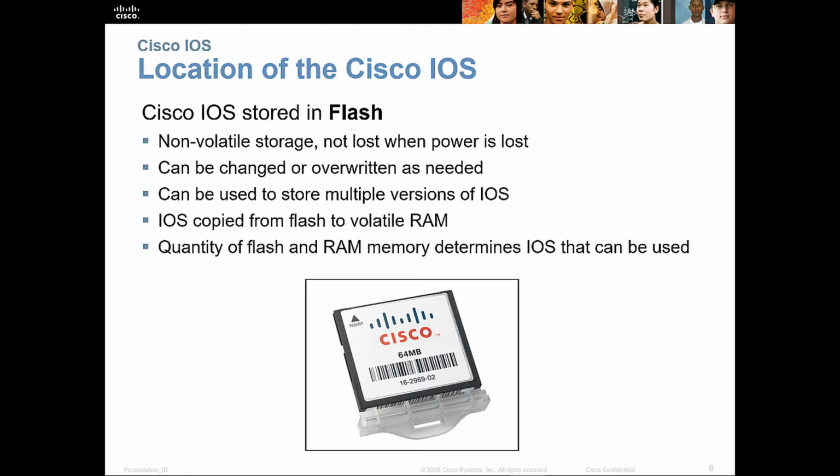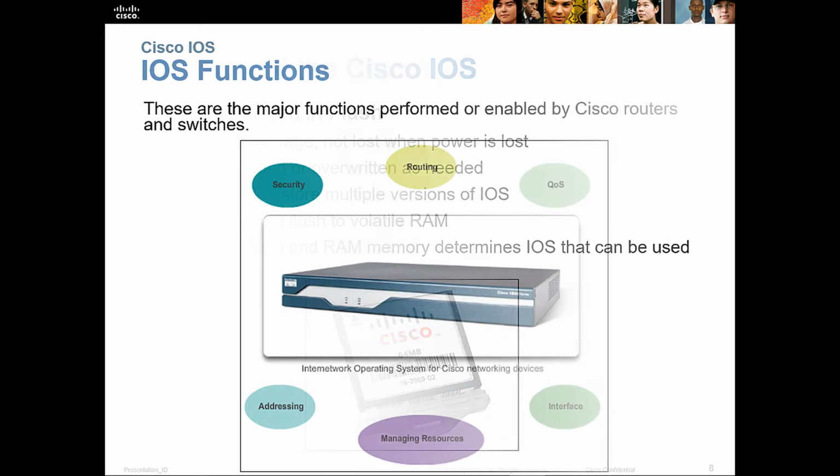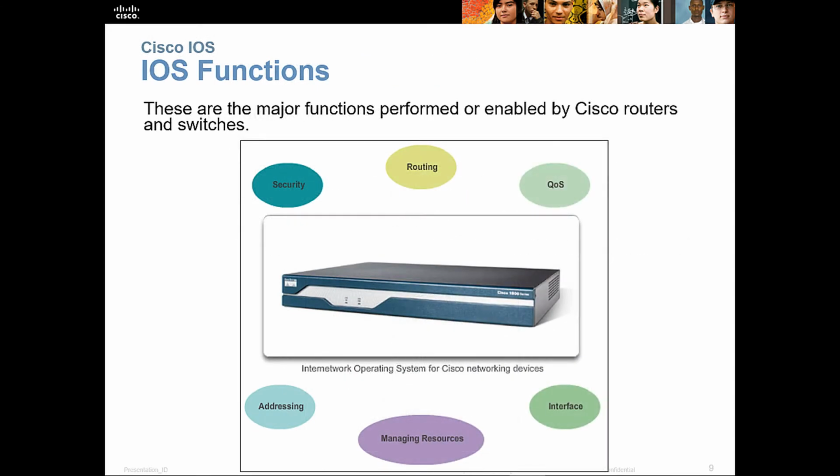The IOS is copied from flash to the volatile RAM when necessary. The quantity of flash and RAM memory determines what IOS can be used. Different IOS functions could be things like specific features that our device needs. Do we need security features? Do we need routing features? Do we need quality of service, or QoS, services? What about addressing or interfaces? These are all major functions of our OS.